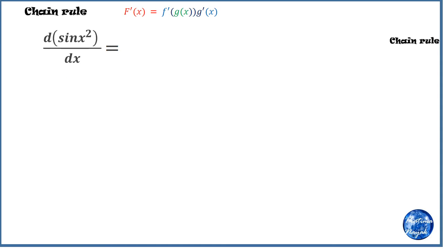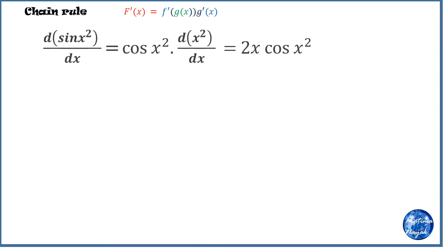Similarly, sin x square. Here in sin x square, sin is your outer function and x square is the inner function. So we will write cos x square, then multiplied by the derivative of x square. And what is the derivative of x square? It is 2 times x. So it will be 2x into cos x square.